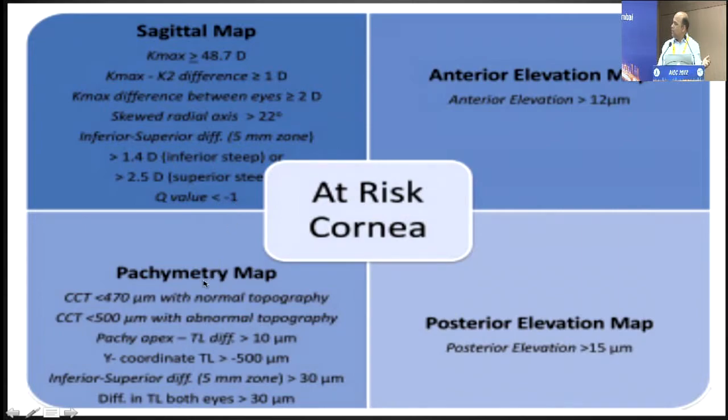Coming to the pachymetry map, if the CCT is less than 470 with normal topography, still you have to be suspicious. CCT less than 500 with abnormal topography, again you have to be suspicious. And then anterior elevation of more than 12 micron and posterior elevation of more than 15 micron. So these are the corneas at risk, so we have to be very suspicious and careful before planning any surgery.